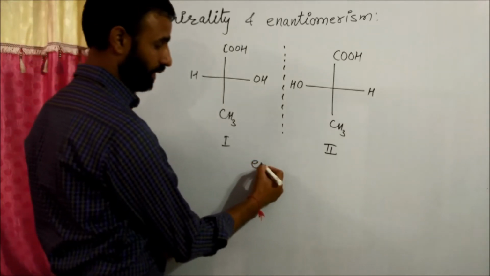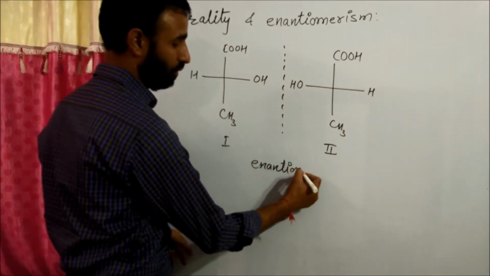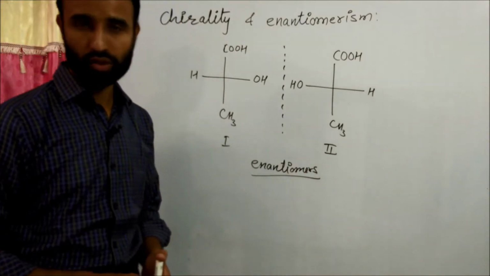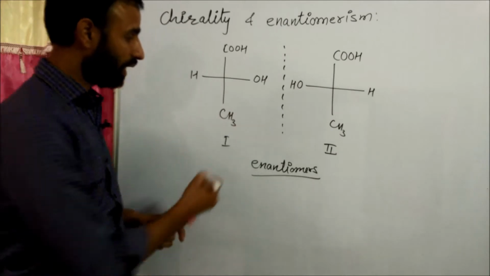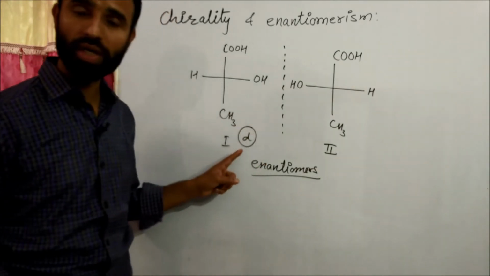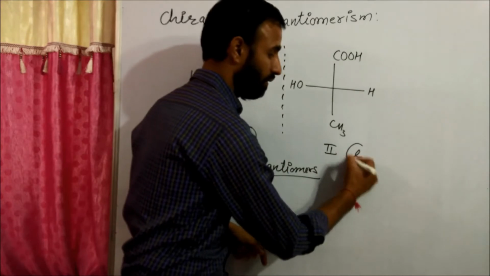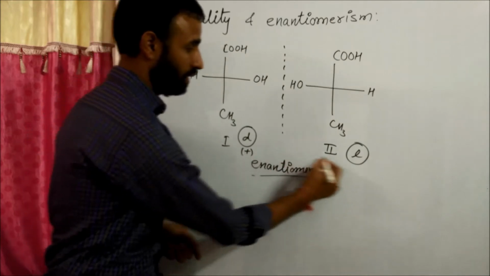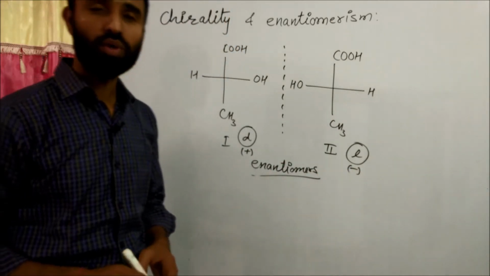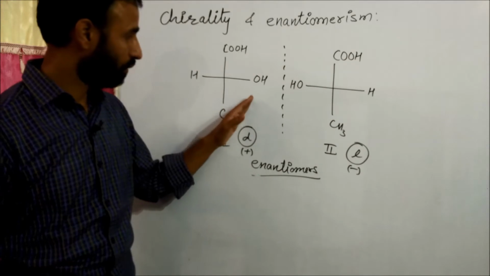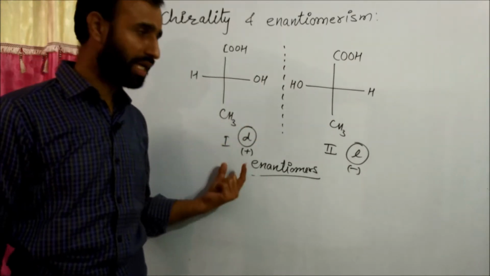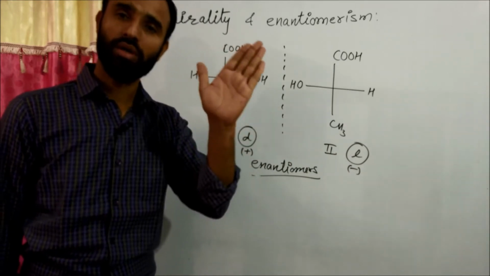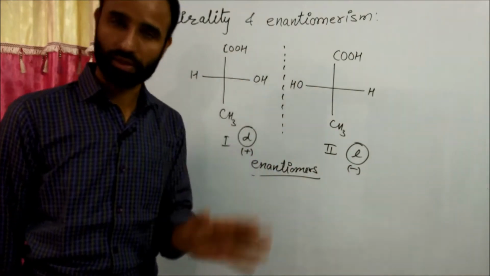enantiomers. They are enantiomers and are optical isomers. If one rotates the light to the right or clockwise, then the other rotates it to the left. One is D, the other is L. One is plus, the other is minus. But we can't say by looking at the structure whether it is dextro or levo. That is only determined by using an instrument called a polarimeter.